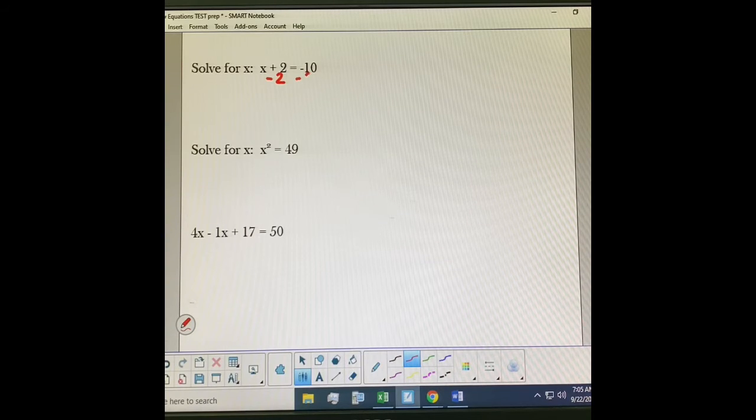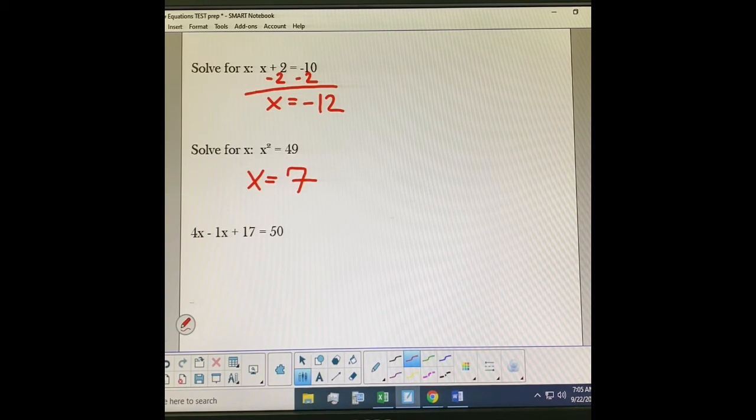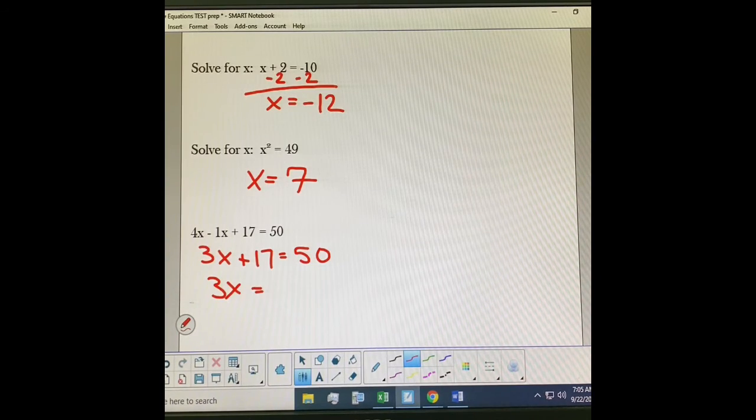Solve for x for all three equations. All three are equations because they have an equal sign. Make sure for the third one that you combine like terms first, then subtract 17, and then divide by 3.